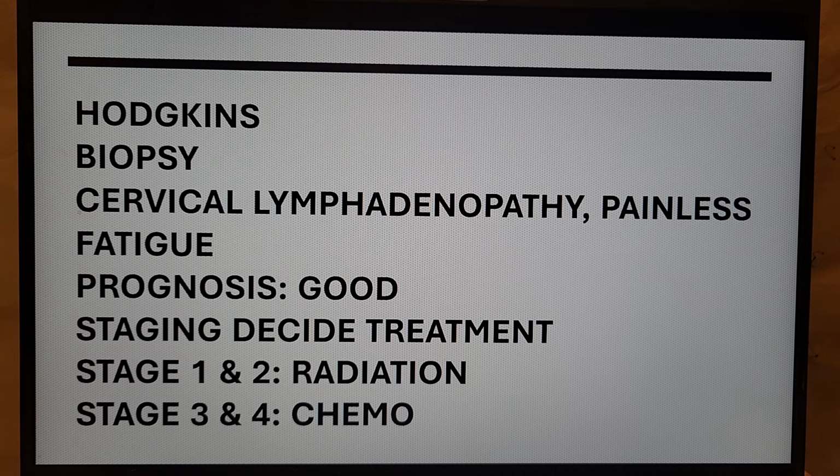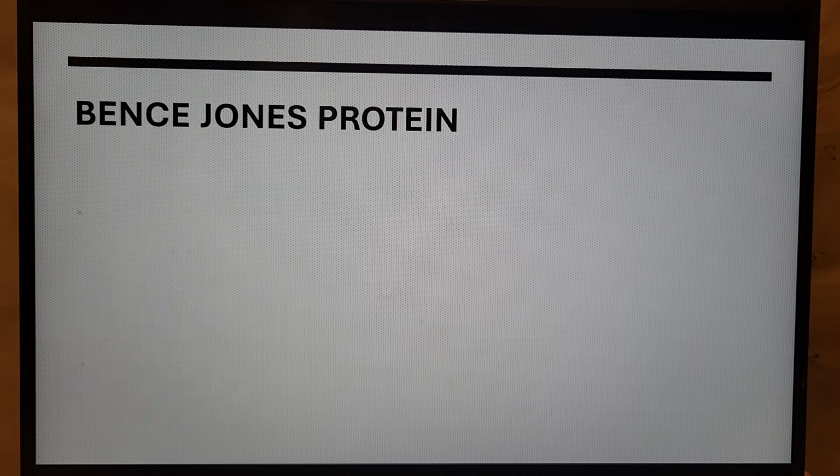So staging is very important because staging will decide the treatment. Stage 1 and 2, radiation. Stage 3 and 4, chemo. Or sometimes the doctor will give chemo and radiation, both for 3 and 4.